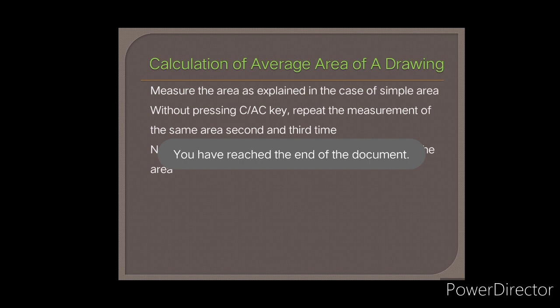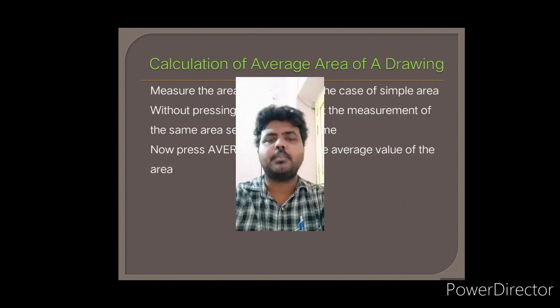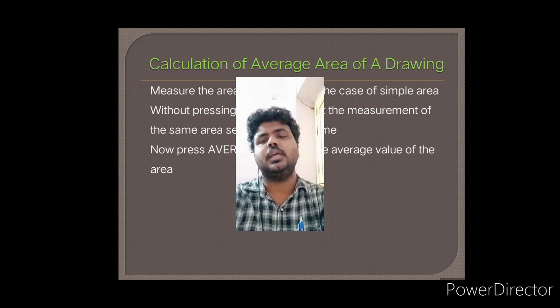Like that, if I want to calculate the average area of a single drawing, see, if I run around it, because of the irregular shape, I may not go exactly through the periphery. For that reason, I want to have an exact value. So what I have to do is run continuously 3 to 4 times without pressing any keys, hold or like that. After that, there will be an average button. Press it, and you will be getting the area.